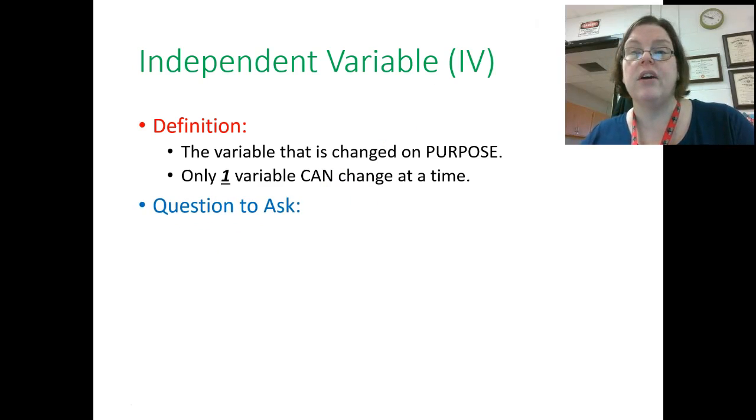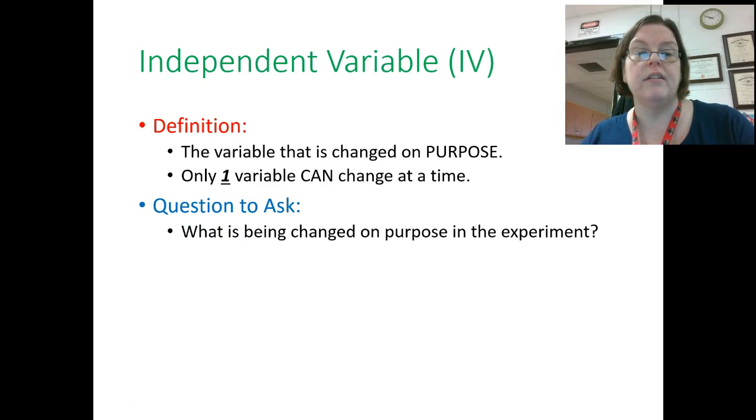A question to ask yourself when you're trying to figure out what an independent variable is: what is being changed on purpose in the experiment? So when you read experimental designs, the one that is being changed on purpose is the independent variable, the one that the experimenter chose to change.